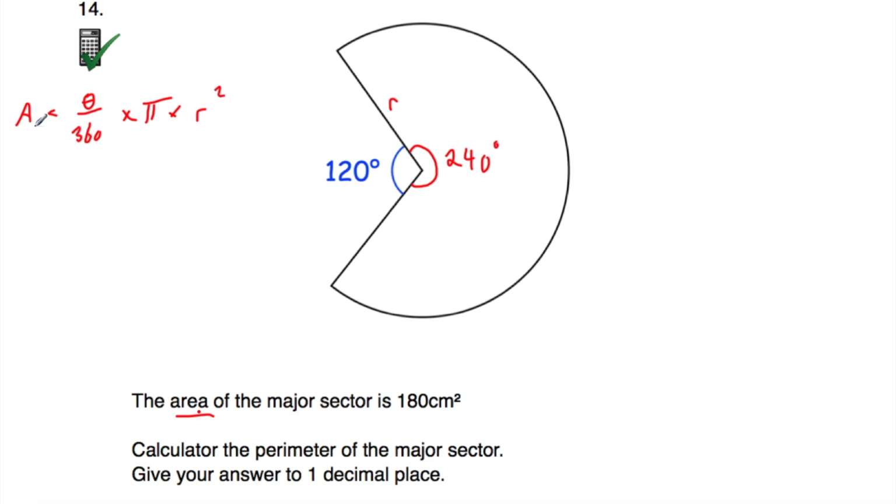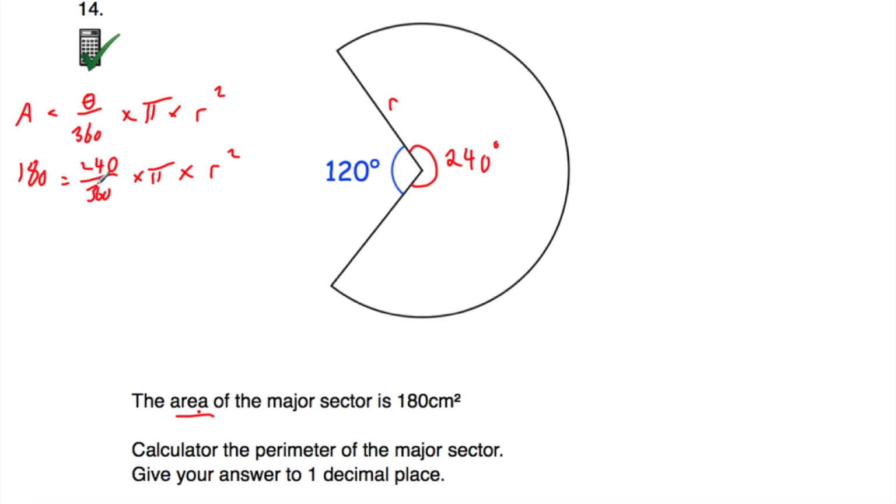Okay, so let's substitute in some values. So the area is 180 is equal to beta, that's 240, so 240 over 360. Actually, that's 2/3 of a circle because 240 over 360 cancels down to be 2/3, and I know that because 120 is a third of a circle. Multiplied by pi, multiplied by the radius squared. Okay, so let's work out what the radius is.